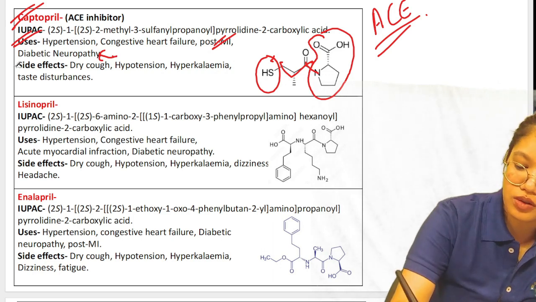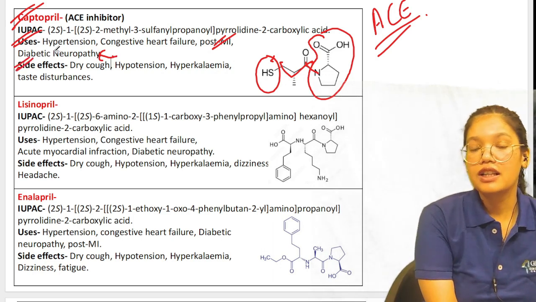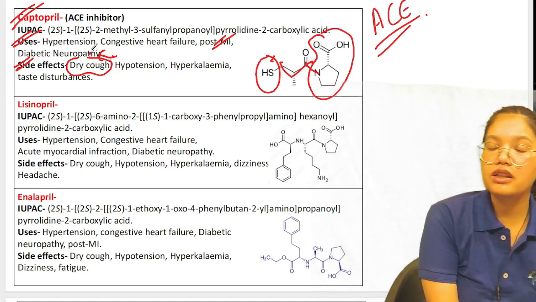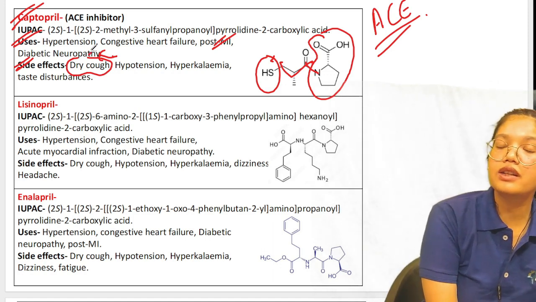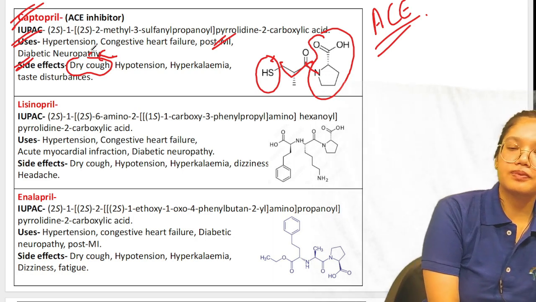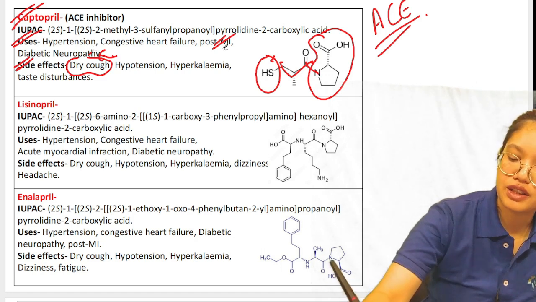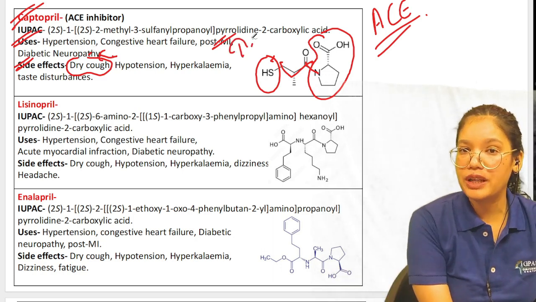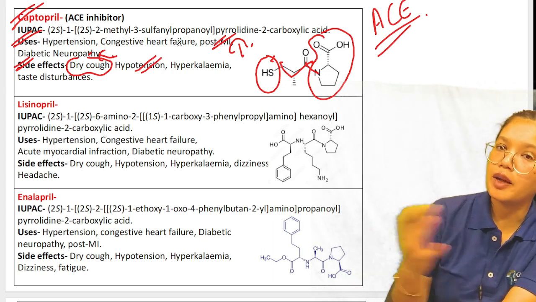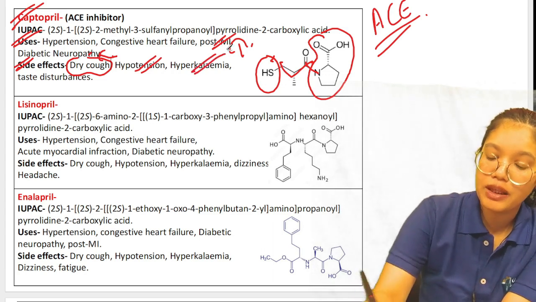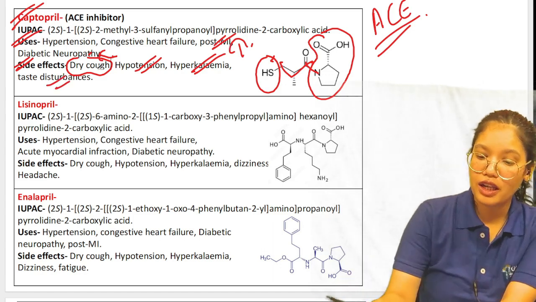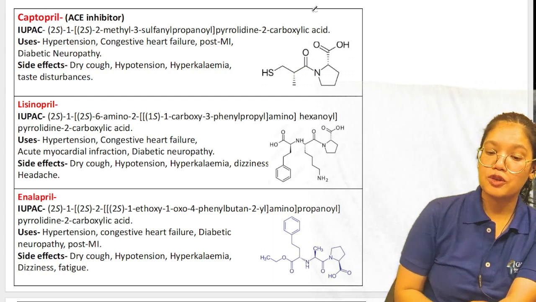Then the second thing, we have the side effects, the dry cough. Now remember, this dry cough is a very common side effect that we get with the ACE inhibitors. Almost all ACE inhibitors will show this particular side effect, and this is basically due to the increased level of bradykinin. Okay, now next we have hypotension. Sometimes we can face hypotensive conditions too. Hyperkalemia, an increase in the level of potassium. Then taste disturbance can also be seen with captopril.